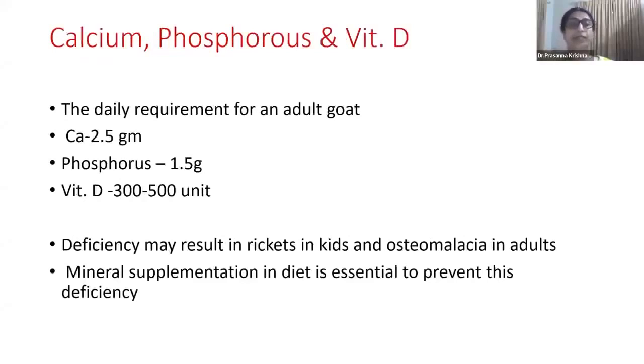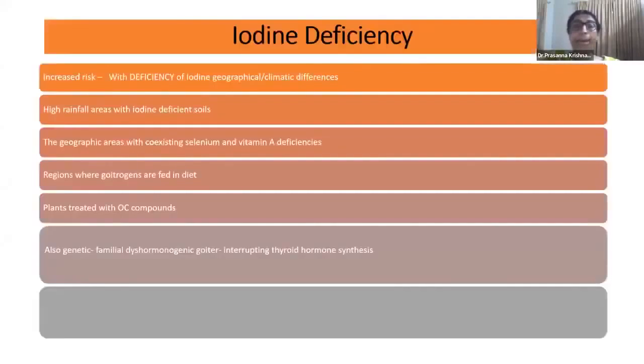Then calcium, phosphorus, and vitamin D. Again, we have already seen some conditions that arise because of the deficiency. The animal requires calcium at a rate of 2.5 gram, phosphorus 1.5 gram, and vitamin D around 300 to 500 units. And as we know in other species of animals, sheep and goats are also prone to rickets in kids and osteomalacia in adults. You can very well control this condition by adequate supplementation in the feed.